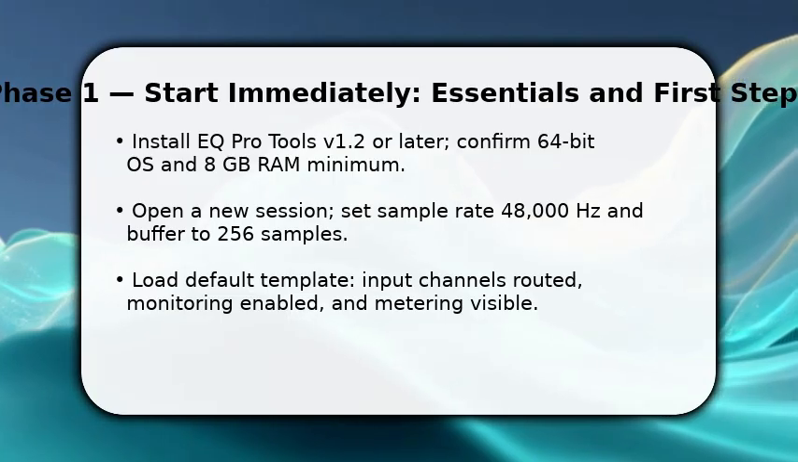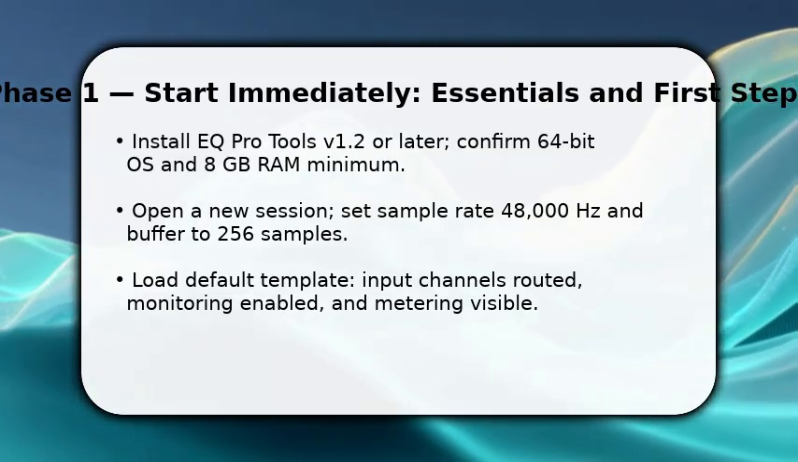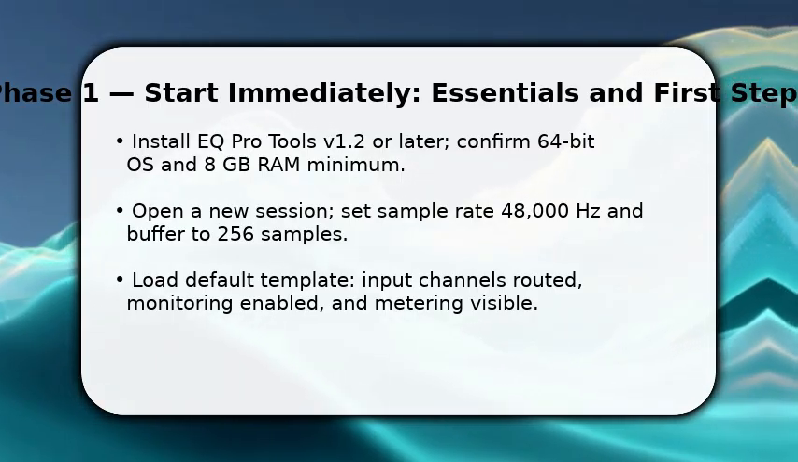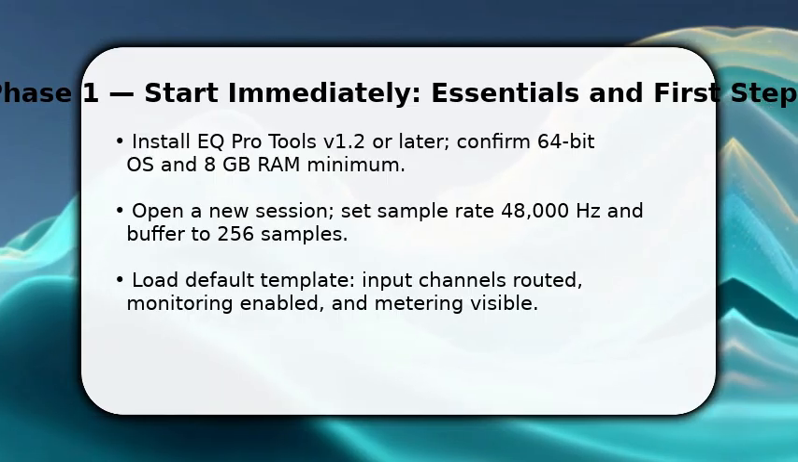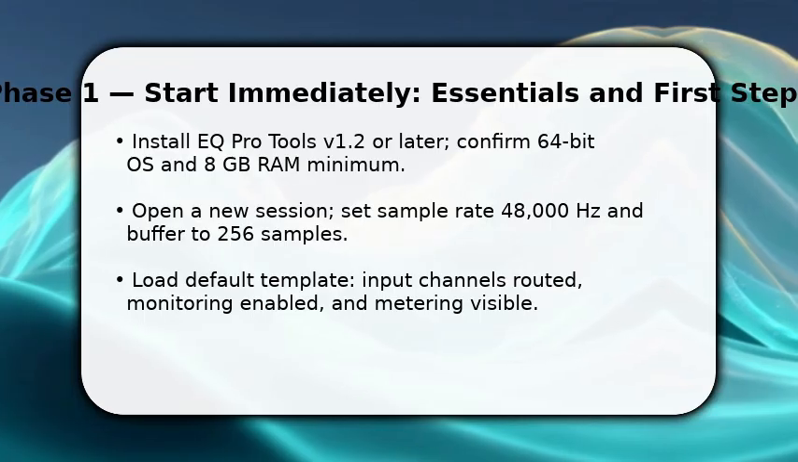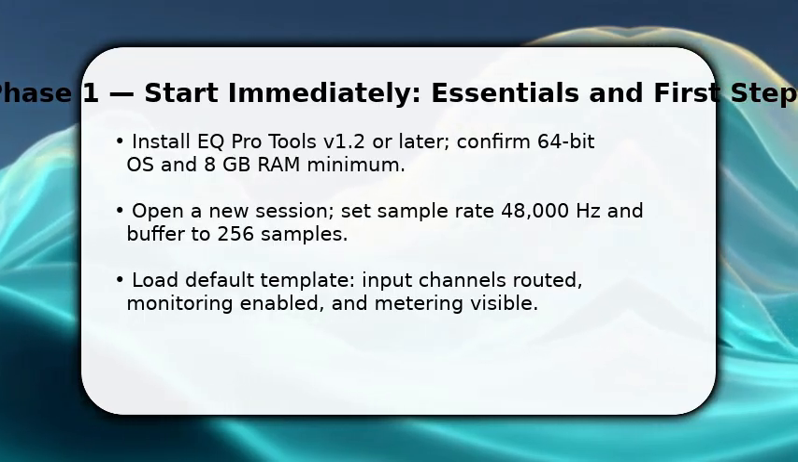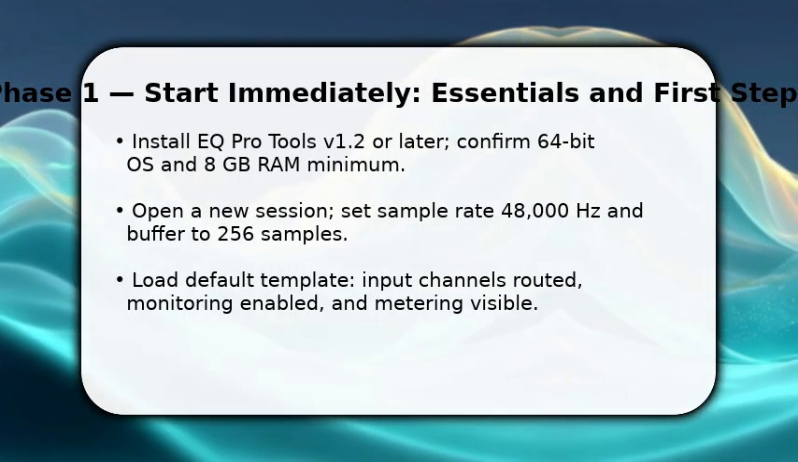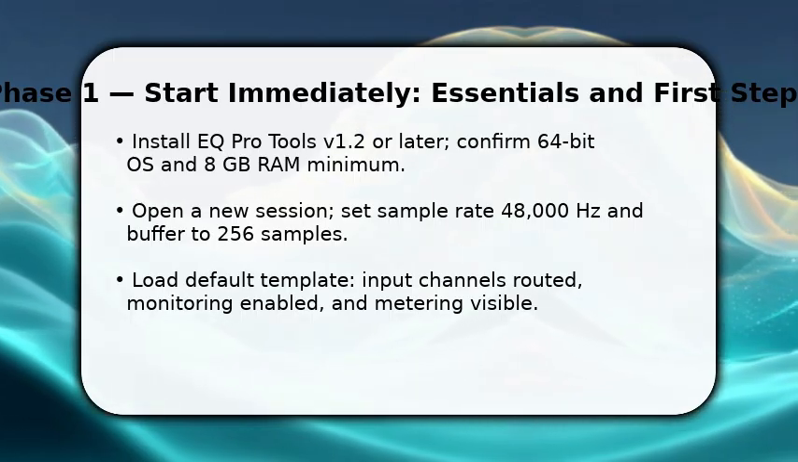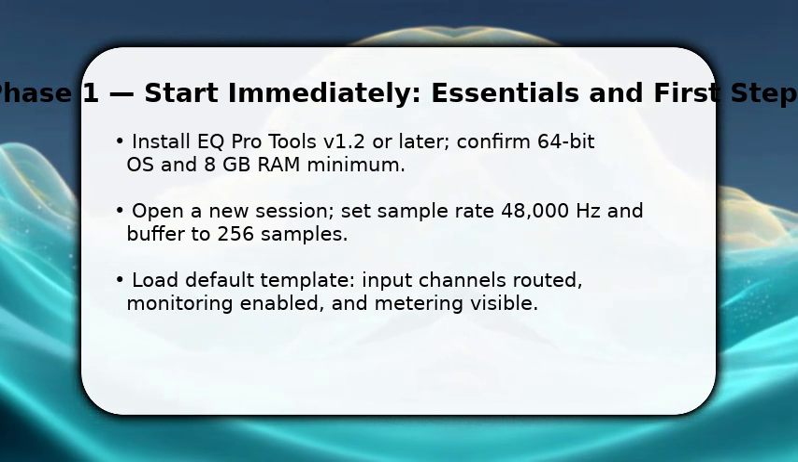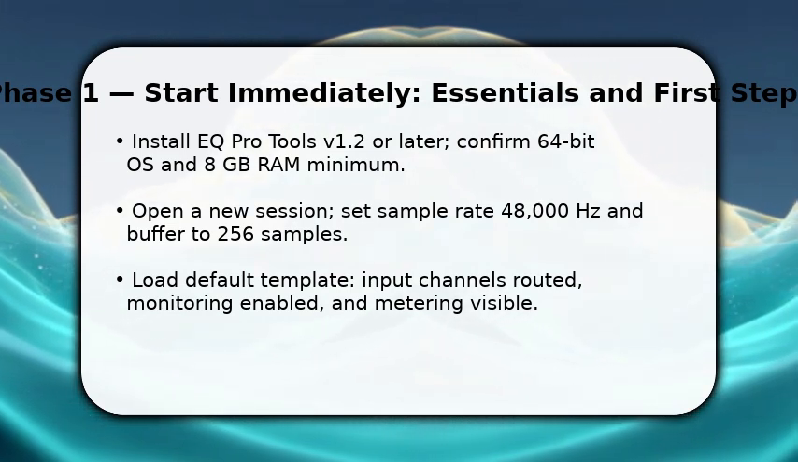Enjoy the video. You begin by creating the session that matters. Open EQ Pro Tools and choose the correct template. Once done, set the sample rate to 48,000 Hz and the buffer to 256 samples, because stability and latency matter for precise EQ moves. Make sure your inputs are routed to the right tracks and monitoring is enabled so you actually hear changes. This first setup eliminates guesswork. It lets you focus on the sound rather than troubleshooting connectivity or sample rate mismatches later.